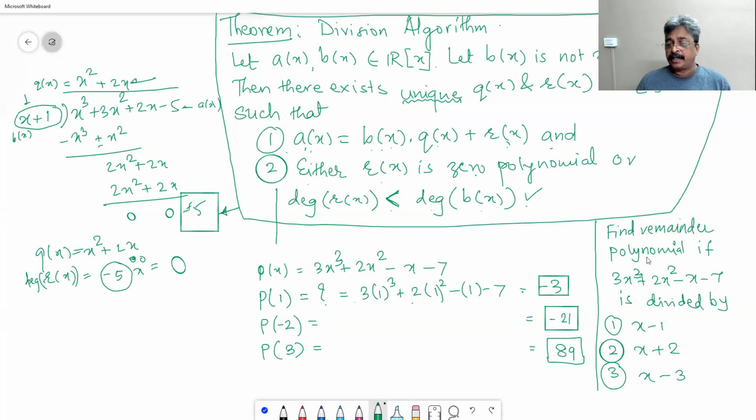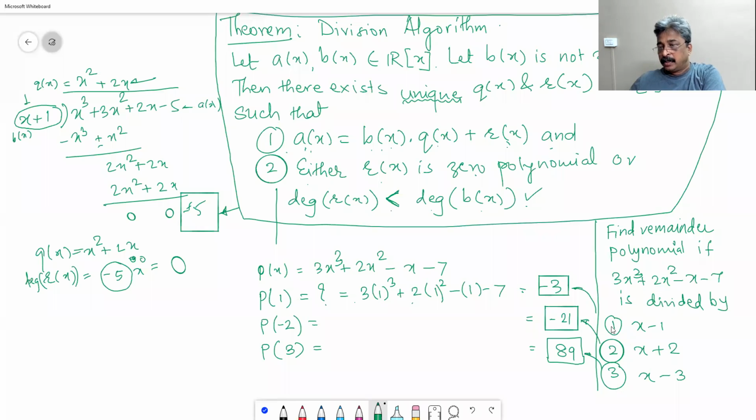Okay, find remainders. If 3x cube plus 2x square minus x minus 7 is divided by question 1, x minus 1, question 2, x plus 2, question 3, x minus 3, performing long division, get me the remainder polynomials.